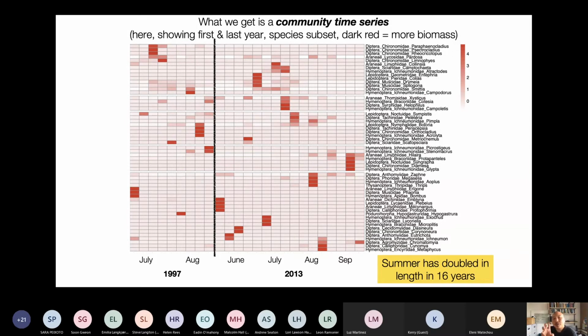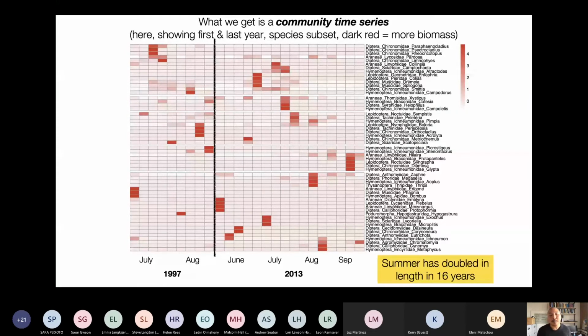Here's just a portion of that data set, 1997 and 2013. Going from left to right, you'll see pink, white, and red boxes. Red means a lot of biomass of that species in that time period. I'm only showing the first and last years. The other thing you should see is that summer is twice as long in 2013.